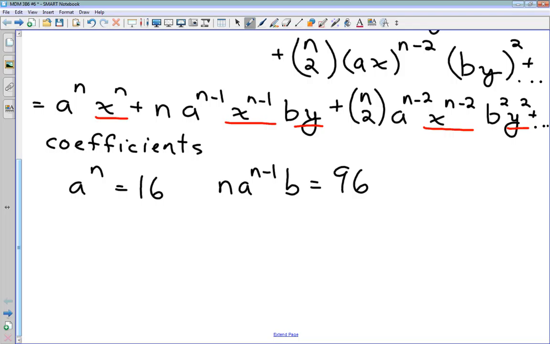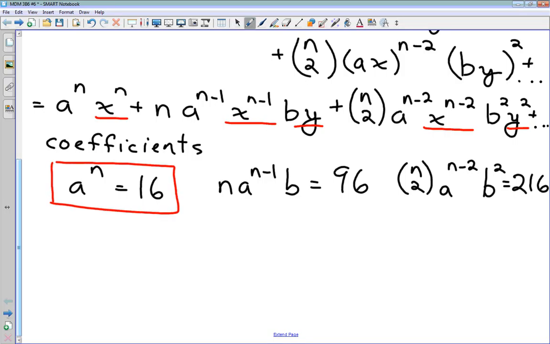And our third term, our coefficient is a little bit more complicated. We still have this combination in here, n choose 2, a to the n minus 2, and then we've got b squared, and we're told that this whole thing is equal to 216. Now these are the equations that we are going to be working with. We've got three equations.